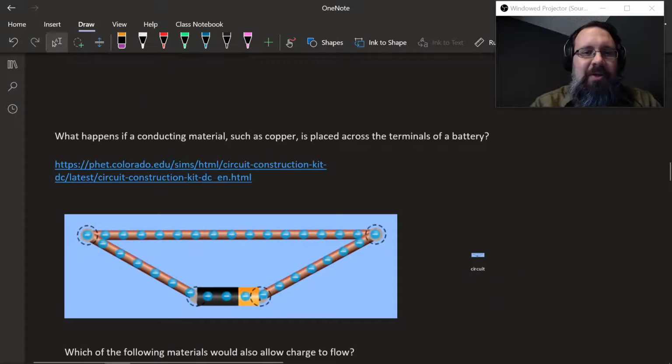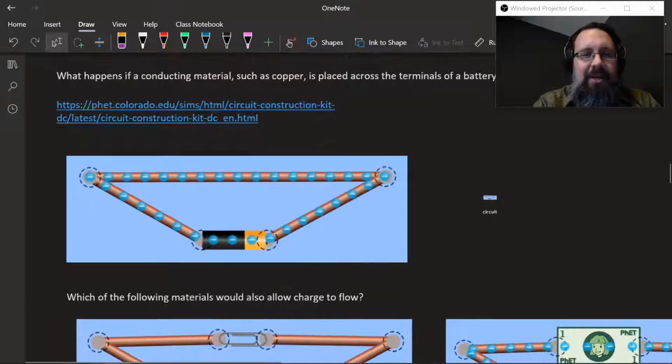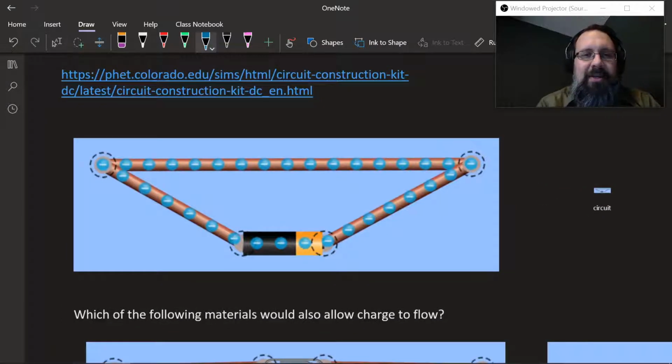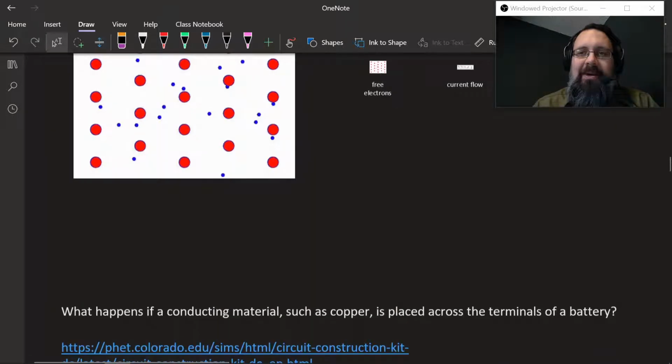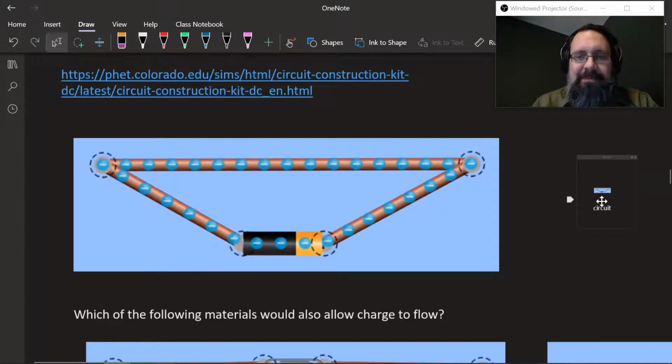Okay, so here's my question. What happens if a conducting material such as copper, these are called conductors, is placed across the terminals of a battery? So here we have a battery, and you can see all those different electrons in there. What happens when I connect them to a battery? What are those electrons going to do? Do you guys know what they're going to do? These free electrons that are just hanging out, moving around. What's going to happen when we connect it to a battery? Any guesses?